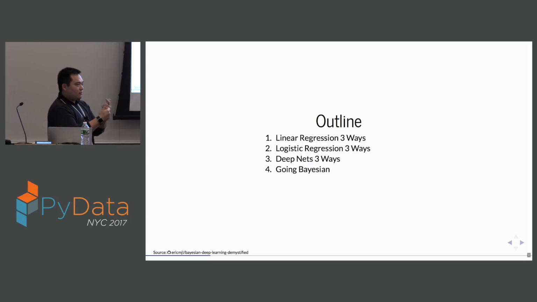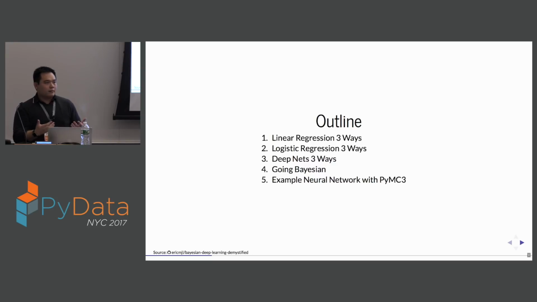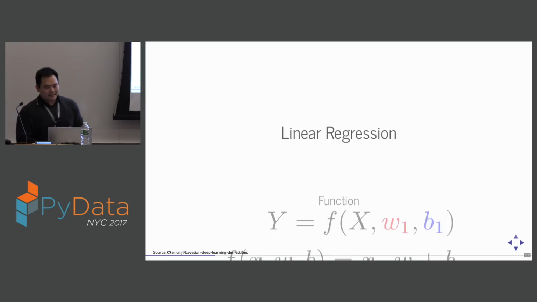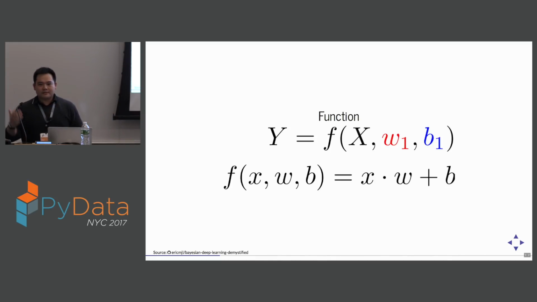Then I'm going to talk about what it means to go Bayesian, again, following that parallel. And finally, I'm going to show you some example code on how you can code up a probabilistic neural network in PyMC3. OK, are you ready? All right, let's go. So linear regression, high school physics. Y is some linear function of x. In math class, it probably was taught as y equals mx plus c or ax plus b or something.